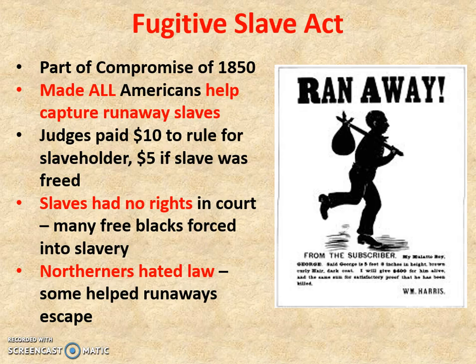Slaves had no rights in these courts. They could not bring witnesses. They could not bring documents. They had to remain silent. So a consequence of the Fugitive Slave Act was that many freed blacks were captured and forced into slavery, and they had no way to protect their rights. Northerners hated this law, and many of them defied it by still helping runaways to escape.